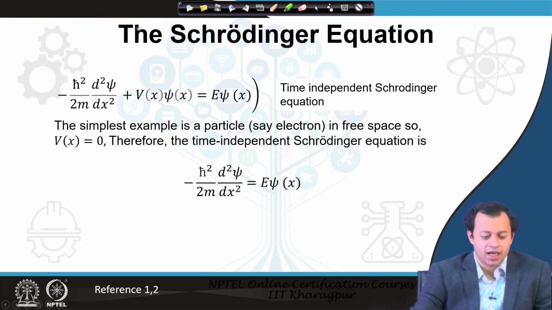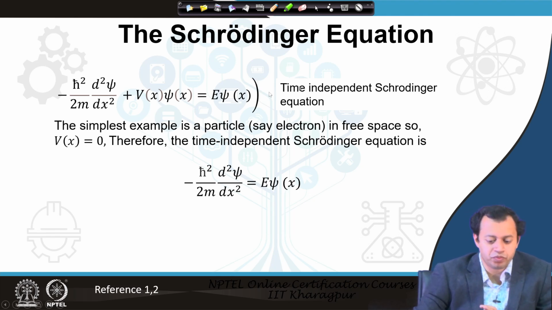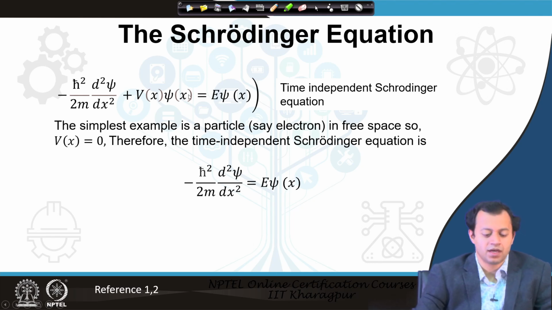So, do not worry if you do not fully understand it. This is the time independent Schrödinger equation. I will tell you what this is. So, psi(x), or psi, as a hardcore physicist would like to say, psi(x) is the probability distribution of finding a particle at location x. Okay. m is the mass, h bar is the reduced Planck's constant.